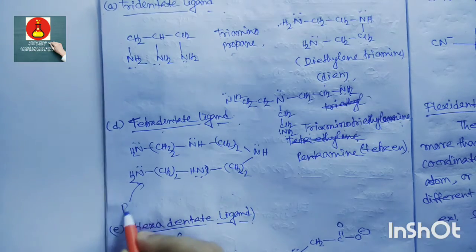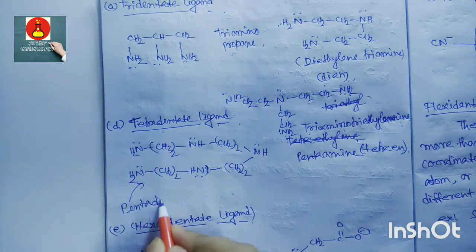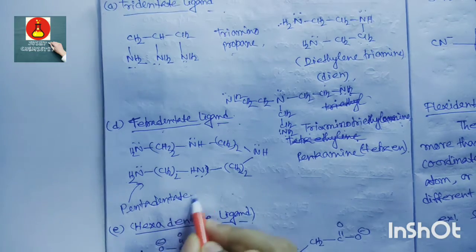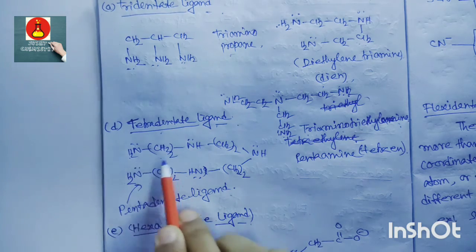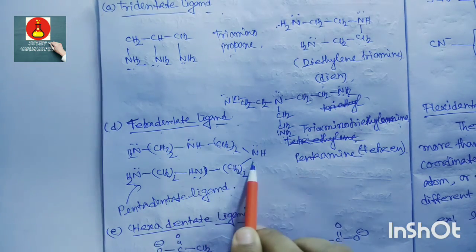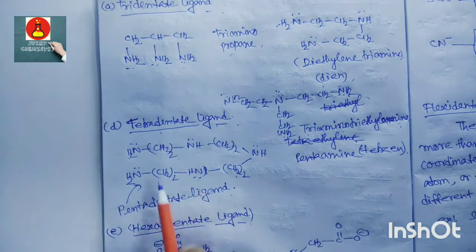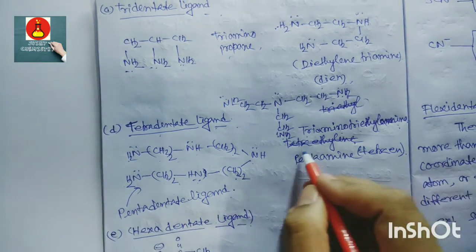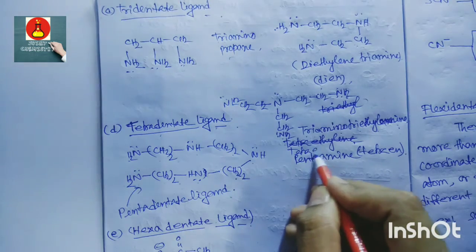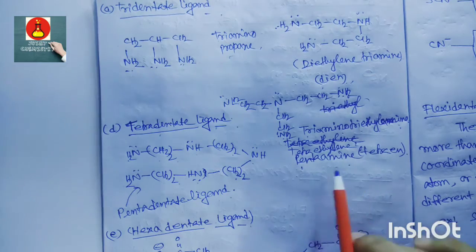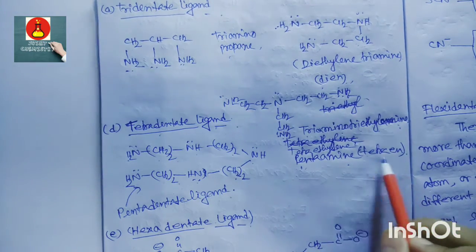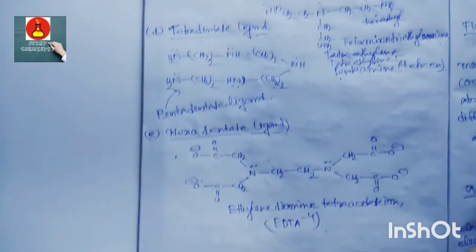Okay, and this one is the pentadentate ligand. Pentadentate ligand, which is NH2 CH2 whole 2 NH CH2 whole 2 NH CH2 whole 2 NH CH2 whole 2 NH2, which is known as tetraethylenepentaamine. The symbol is tetraen. Now there is an important ligand which is the hexadentate ligand.